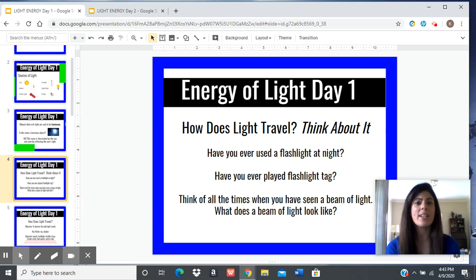For Energy of Light Day 1, we're going to look at how does light travel? Three questions for you to think about. Have you ever used a flashlight at night? Have you ever played flashlight tag? And think of all the times when you have seen a beam of light. What does a beam of light look like? Pause the video and answer these questions.